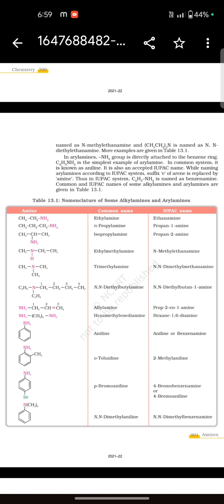Common and IUPAC names of some alkyl amines and aryl amines are: CH3CH2NH2, common name ethylamine, IUPAC name ethanamine. CH3CH2CH2NH2, propylamine is its common name, IUPAC name propan-1-amine.